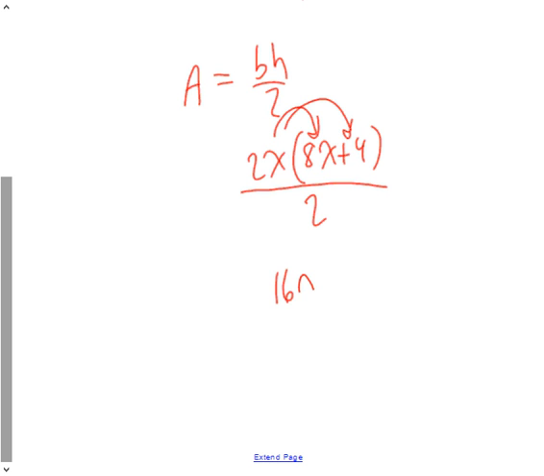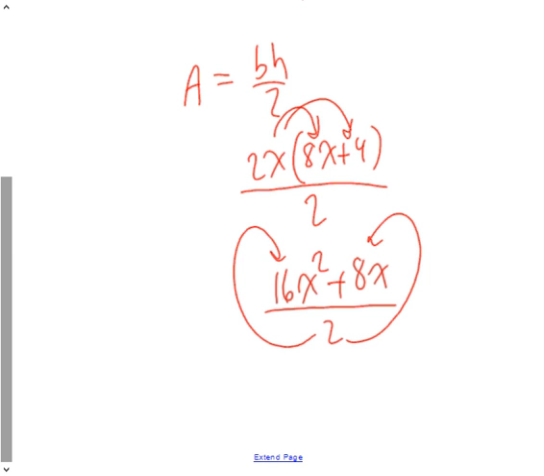That's going to be 16x squared plus 8x, half of that. And now we have a fairly simple division of a binomial by a monomial, because the monomial doesn't have any variables, just a 2. And we're going to take half of each of these. So half of 16x squared is going to be 8x squared, and half of 8x is going to be 4x. And the solution for the area of that triangle will be 8x squared plus 4x. And I can't add them together because they're not like terms. So the answer is the area of that triangle will be 8x squared plus 4x.